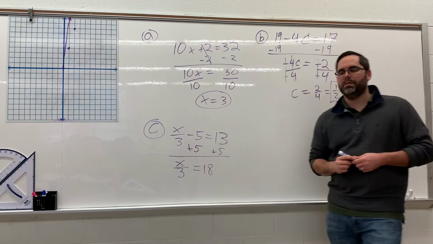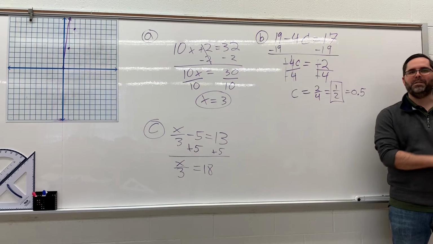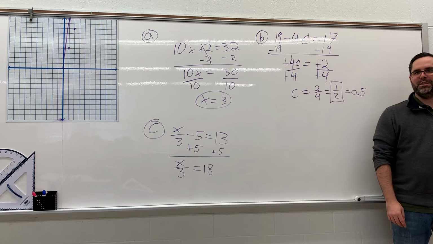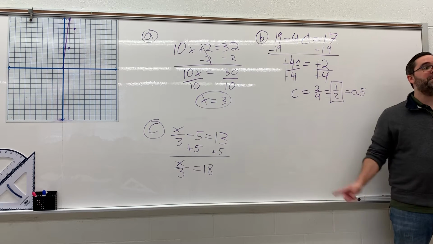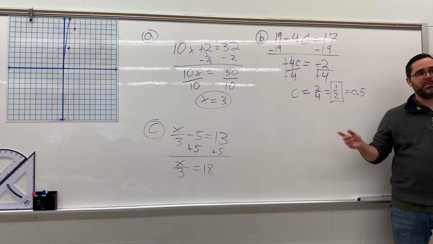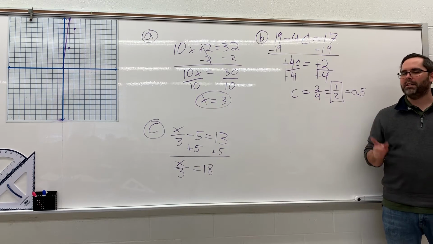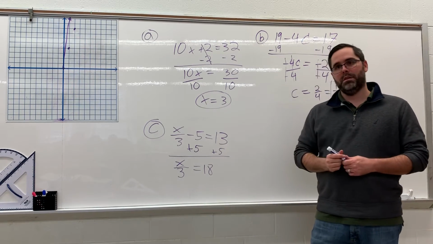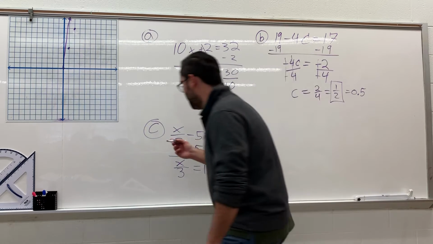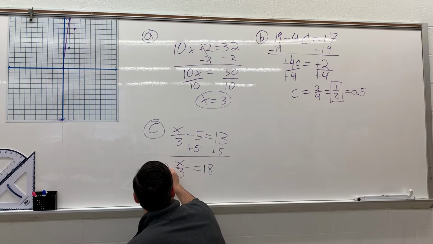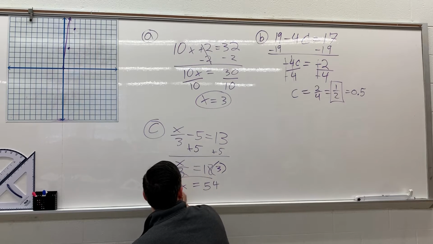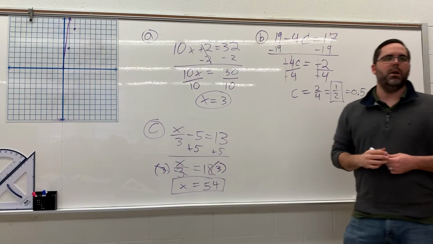Who thinks they know what x is? 6. No, it's not 6. See, I get you guys every time. What is 6 divided by 3? 2. That's not even close. These are the ones that trick us. We think it should be 6 because 3 times 6 is 18, right? But it's not. It's 54. We're trying to find a number divided by 3 that gives us 18. So how do we solve this equation? Multiply by 3. The 3's cancel and we end up with x equals 54, which is not even close to 6.